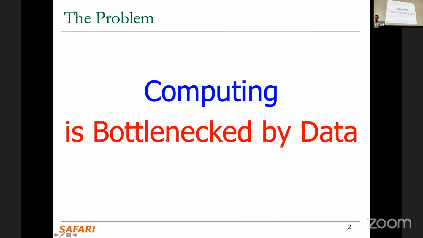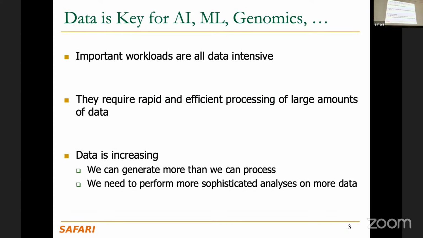Okay, so the main problem that we're trying to solve with memory-centric architecture is that today computation is mostly bottlenecked by data. And data is quite important for many different applications from varying domains. For example, we have various applications like machine learning workloads, genomic workloads, or databases, where the volume of data that they produce and consume is increasing and increasing over time.